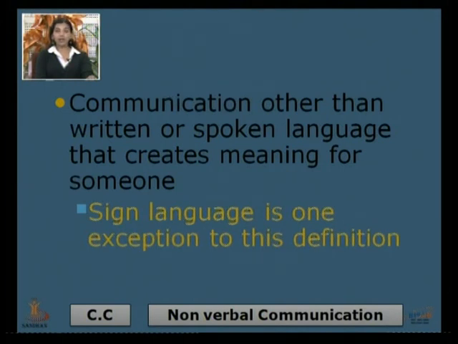There might be some kind of barriers during the communication, which we call noise.